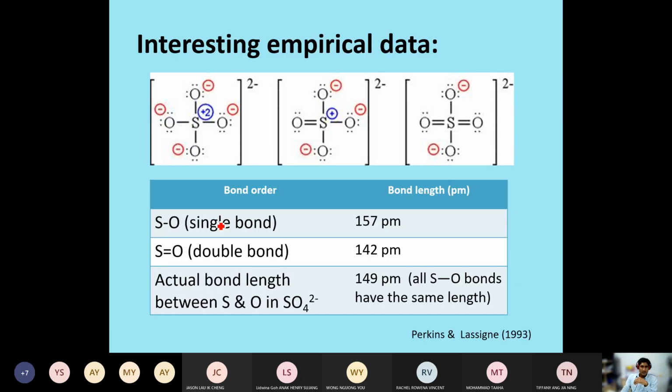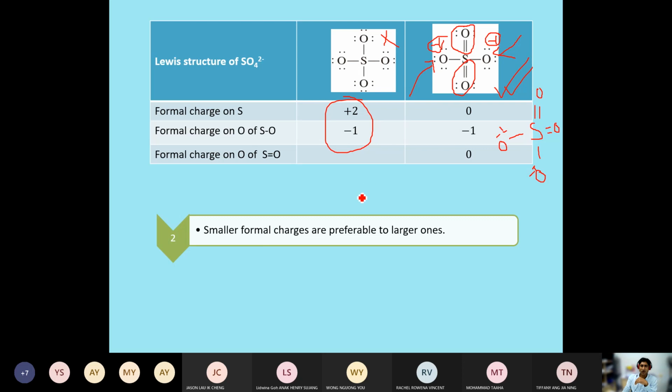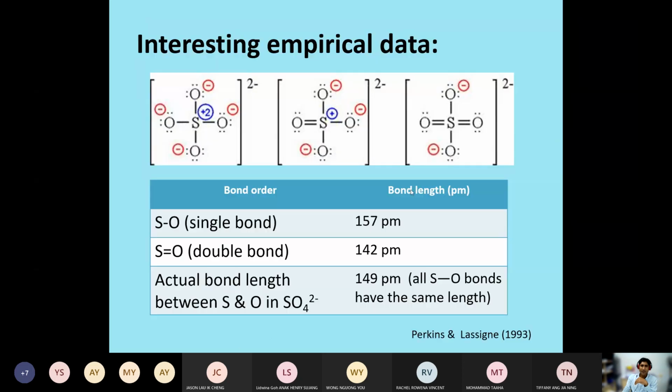Okay, so in this way it is more stable. But another empirical data is when we are saying that these two oxygens have double bonds with sulfur. In actual case, it is not the case that this double bond stays here, and this negative charge does not stay all the time on this oxygen atom only. What will happen is they will rotate.